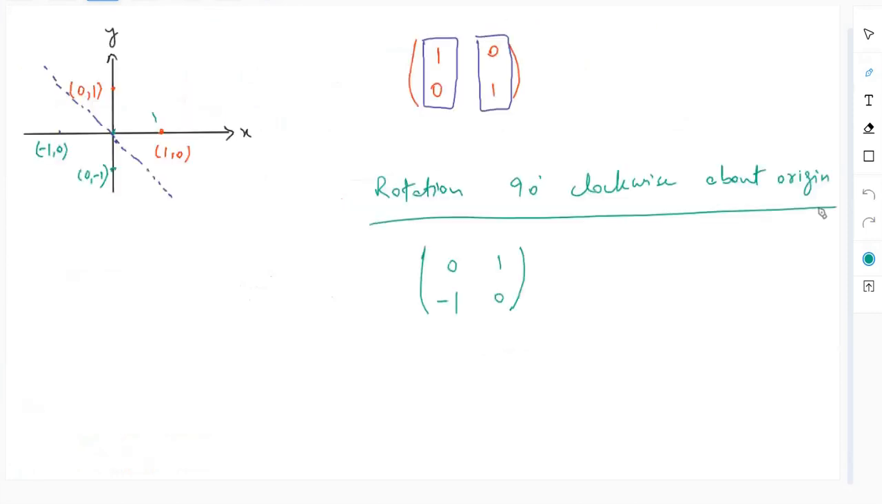All right, let's do 90 degrees anti-clockwise. Instead of clockwise, we rotate 90 degrees anti-clockwise. What happens in that case? Let's write that down here. Rotation 90 degrees anti-clockwise.